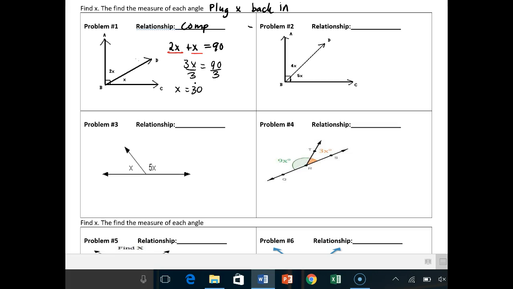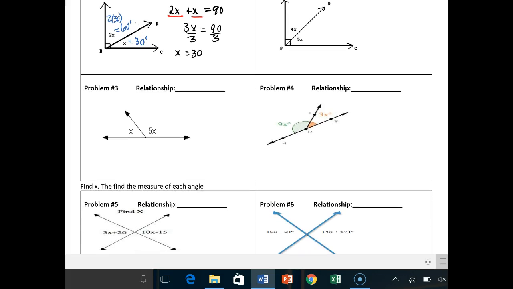Now that's one of our answers, right? But now we have to plug back in. So for here, we'd say 2 times not x, but 30. Why 30? Because we said x equals 30. So this angle is equal to 60 degrees. This angle is just x. What's x? It's 30 degrees.